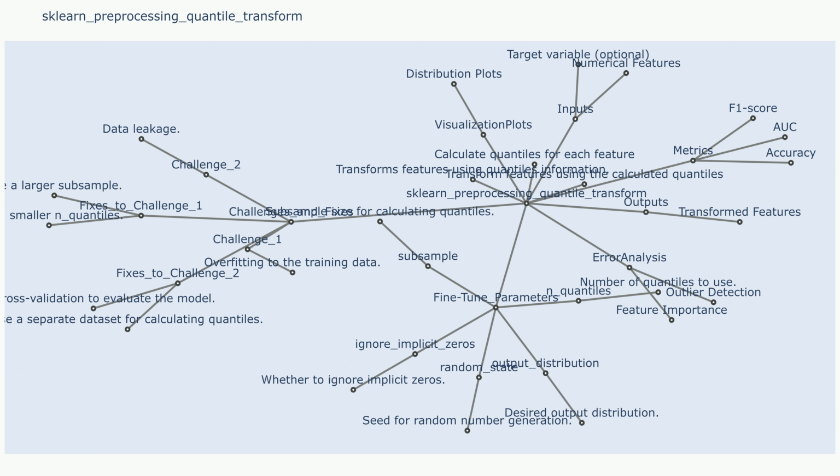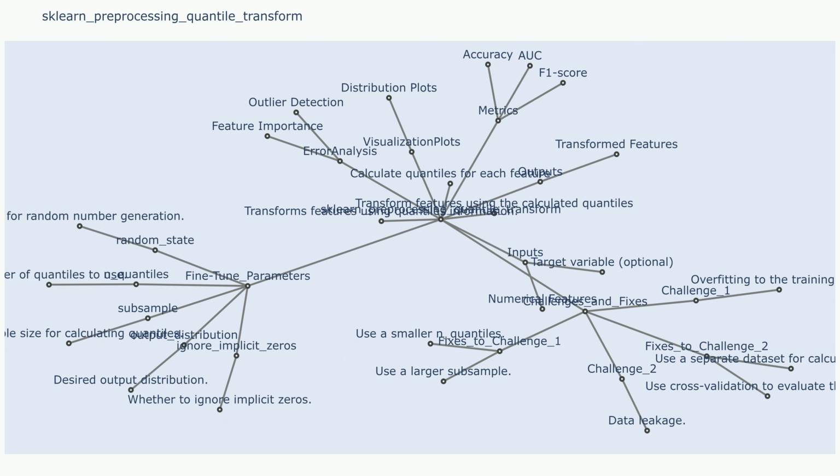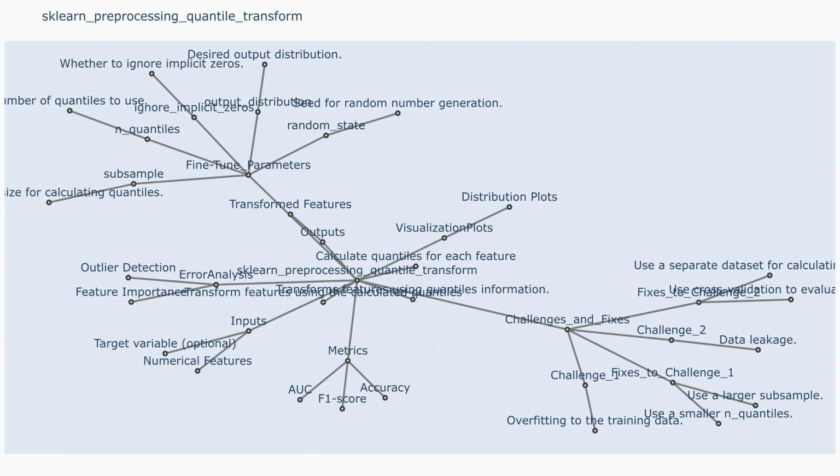Steps. Rank transformation first: the quantile transform method ranks each feature in the input data X. This assigns a rank to each data point within each feature, indicating its relative position in the distribution. Distribution transformation: after ranking, the method transforms these ranks according to the specified output distribution, uniform or normal. This means it maps the ranks to values that follow the chosen distribution.